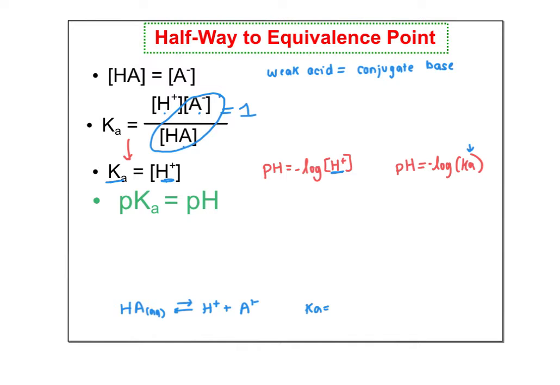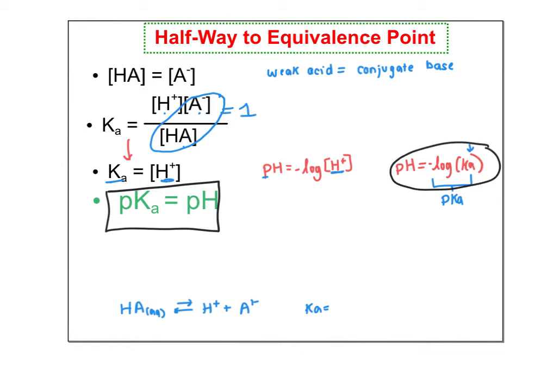Well, interesting. Anytime we take the negative log of something, hopefully you've seen we've used that letter P, right? The negative log of H is pH. The negative log of OH is pOH. Well, the negative log of Ka is called the pKa. So here's the important factor. At the halfway to the equivalence point of a strong base and weak acid titration, the pKa is going to equal the pH. So if I take the negative log of the Ka, that will give me the pH at the halfway to the equivalence point.